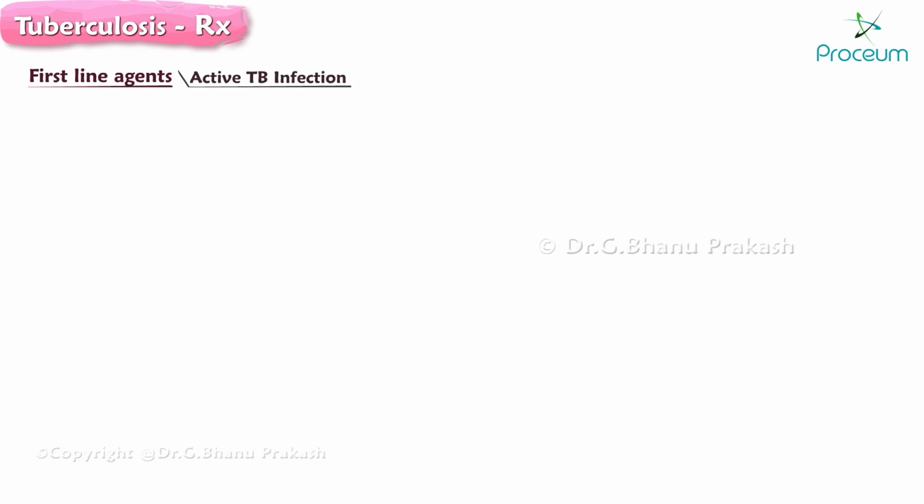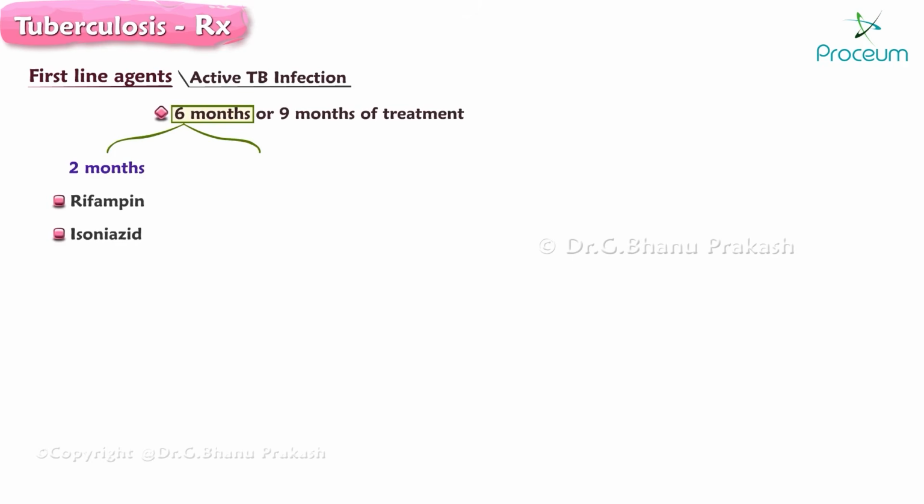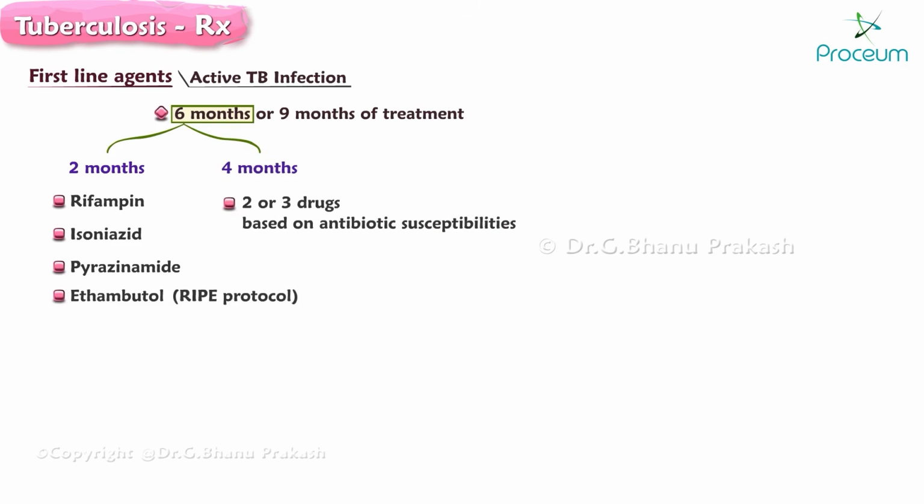Active tuberculosis infection. For active tuberculosis infection, the patient should receive 6 months or 9 months of treatment. The 6-month regimen consists of 2 months of rifampin, isoniazid, pyrazinamide, and ethambutol, the RIPE protocol, followed by 4 months of using 2 or 3 drugs based on antibiotic susceptibilities. The 9-month regimen consists of isoniazid and rifampin.